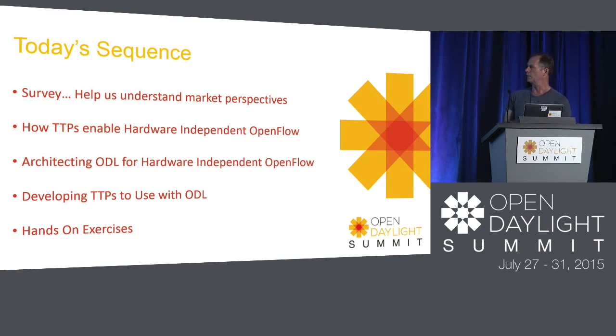We'll talk about how TTPs enable hardware-independent OpenFlow. I mean, what is this TTP thing you keep talking about? And like OpenFlow, ultimately, when this stuff's adopted, there won't be that many people that know the details of OpenFlow or probably the details of TTP. Our job is to take advantage of that technology and then hide all the hardware from everybody, right? And then how do we architect Open Daylight?